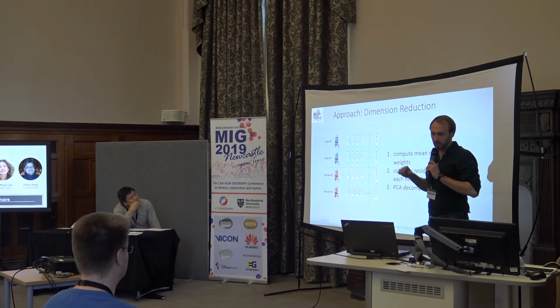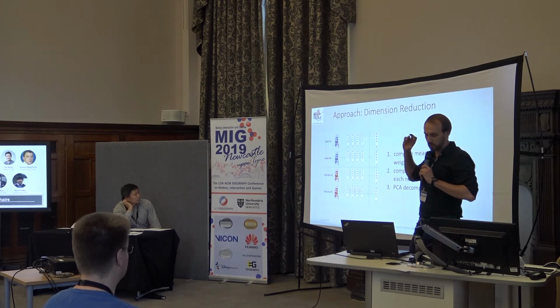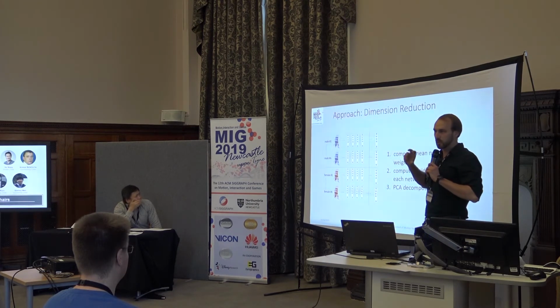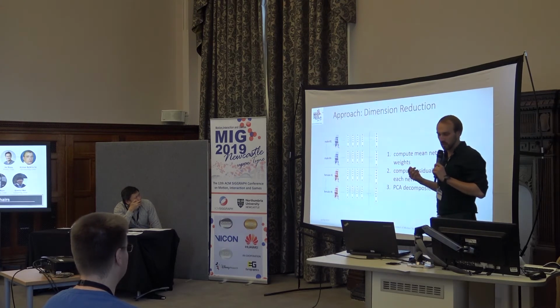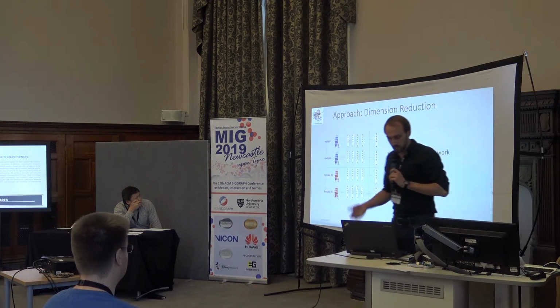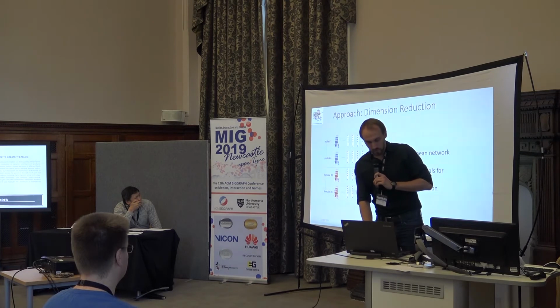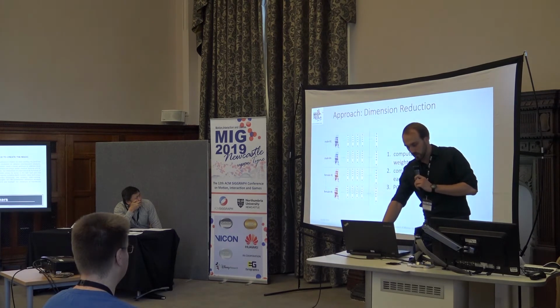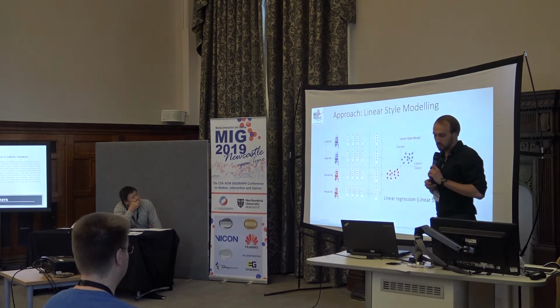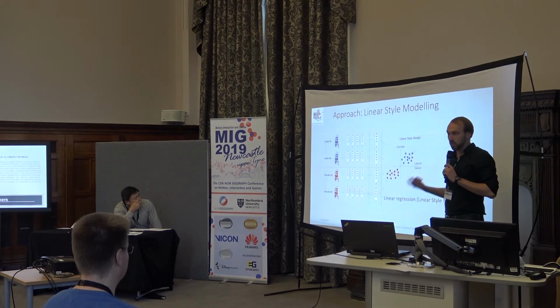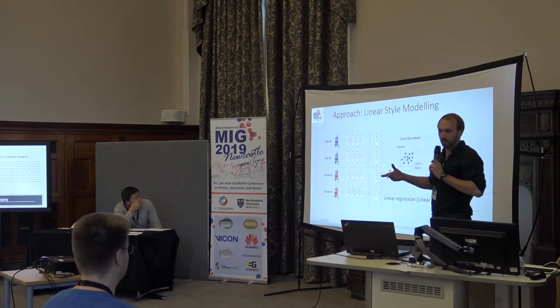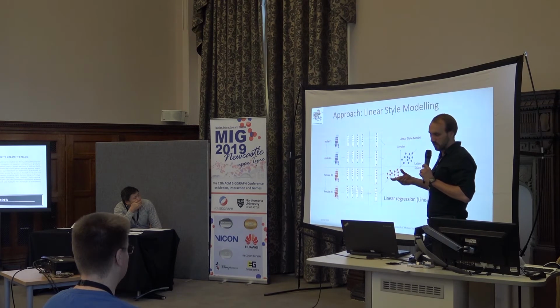So what we did then, we computed the residual network weights by computing the mean set of weights of all the networks and subtracting each individual network. Then, in order to reduce the dimensionality, because this is a really high dimensional space, we applied PCA decomposition. And in this reduced space, we then performed linear regression to separate male and female network models, basically.